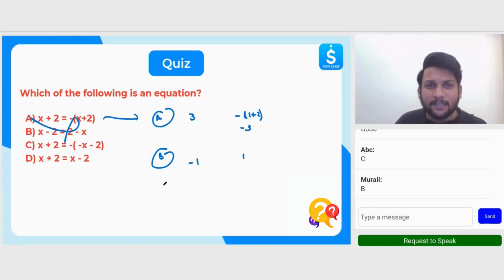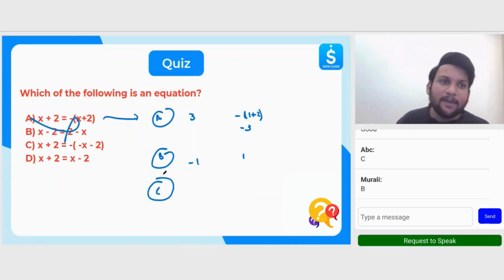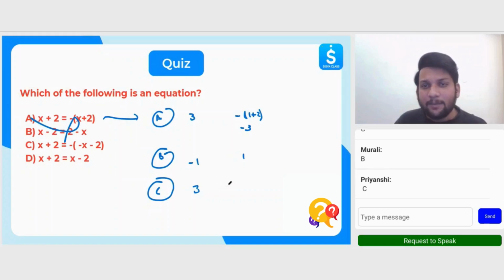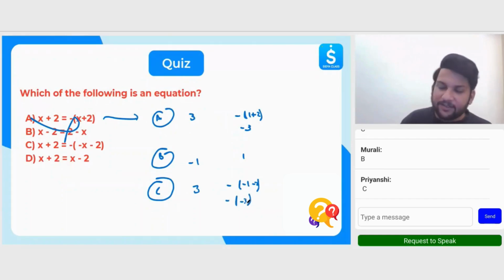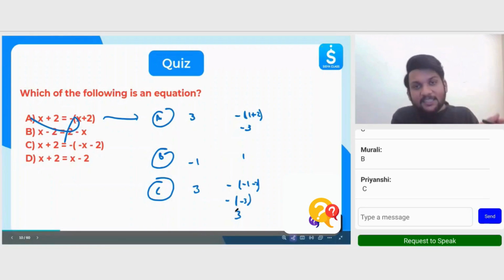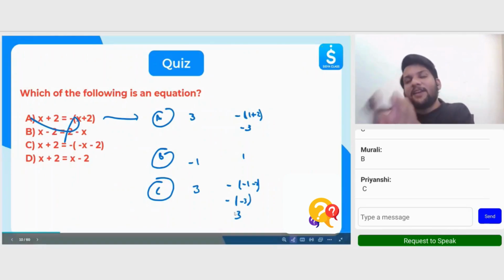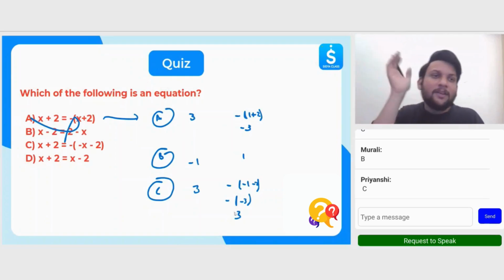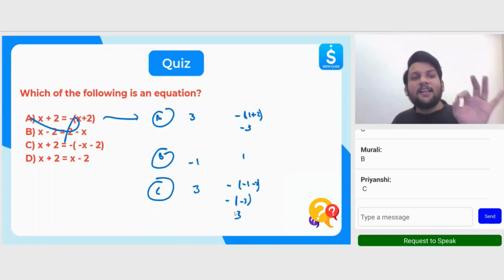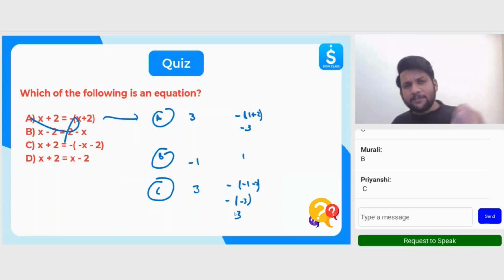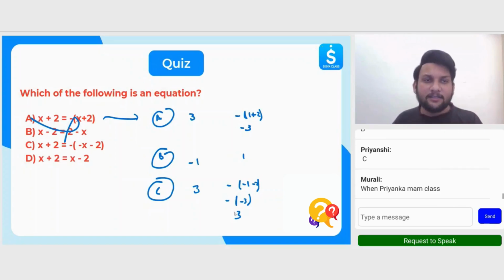Let's take option C. Let's put again x equals 1. What am I getting? x plus 2, that is 3. And on RHS, I'm getting minus of minus 1 minus 2. That is negative of negative 3. Negative of negative is positive. Is LHS equal to RHS? Amazing. Good job. So Priyanshi, the answer is correct. C, that is x plus 2 equals negative of negative x minus 2, is our correct answer.